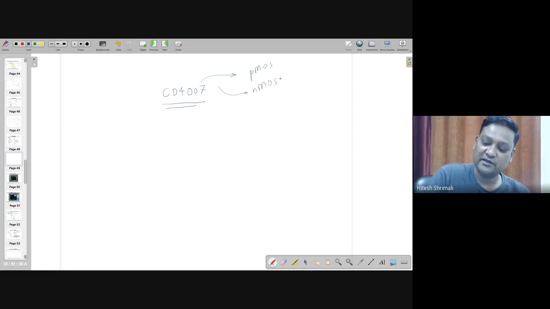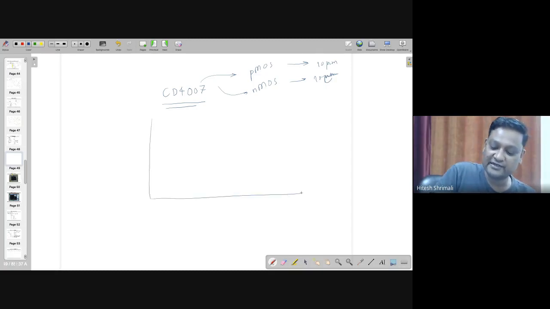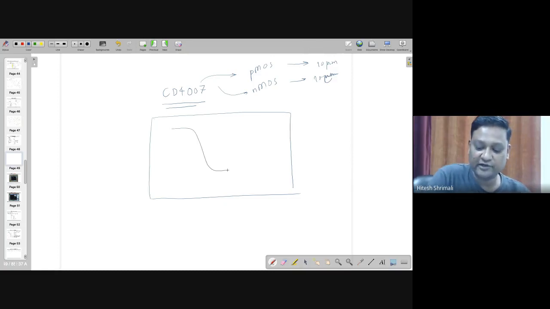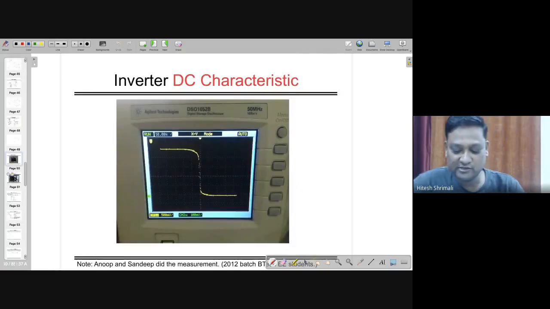The channel length values are in 10 micrometer, by the way. Channel length is actually 10 micrometer. So using that, long back, some of my students did the experiment, and they saw the characteristic of an inverter on the oscilloscope. So maybe I can show you how it looks like.